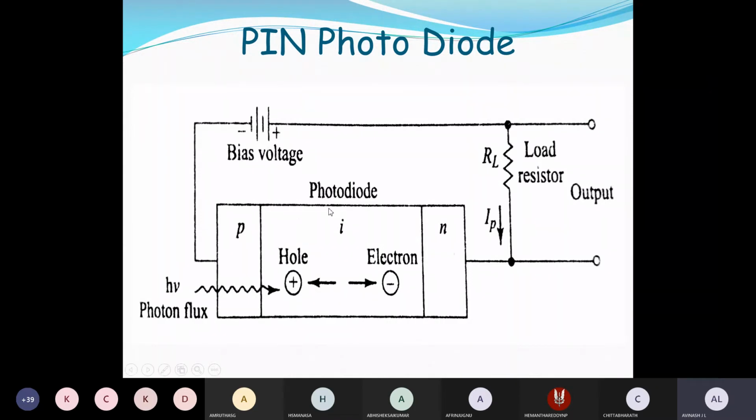So you can see this one. Please make a note of this particular diagram, all of you.